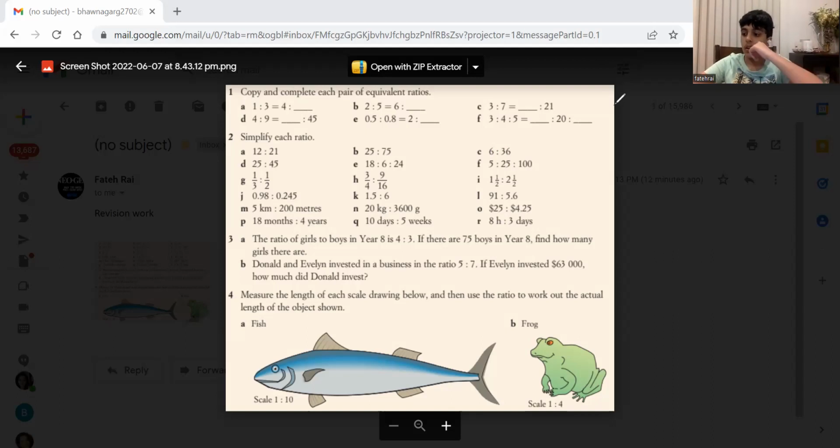Correct. Second question, simplify each ratio, A part. 2/3. No. For the first part, 12/21.